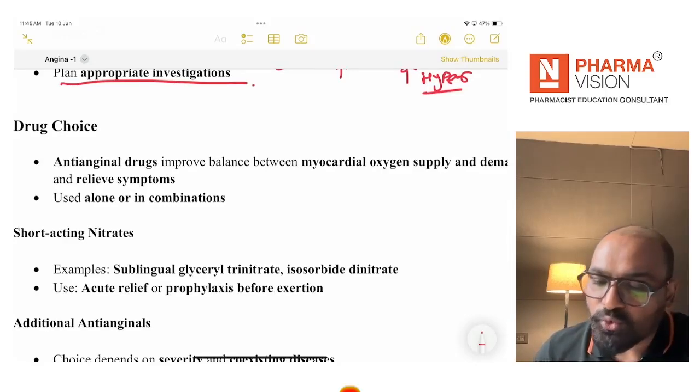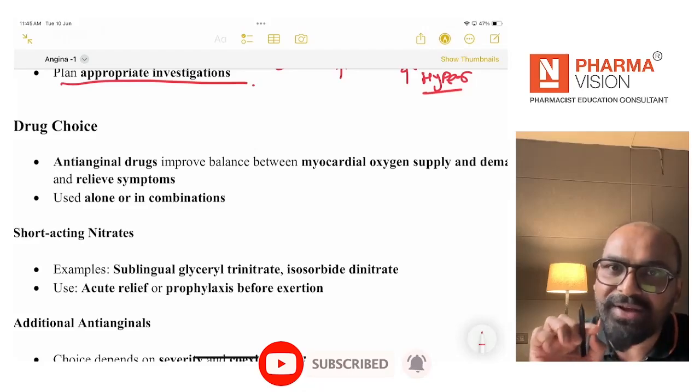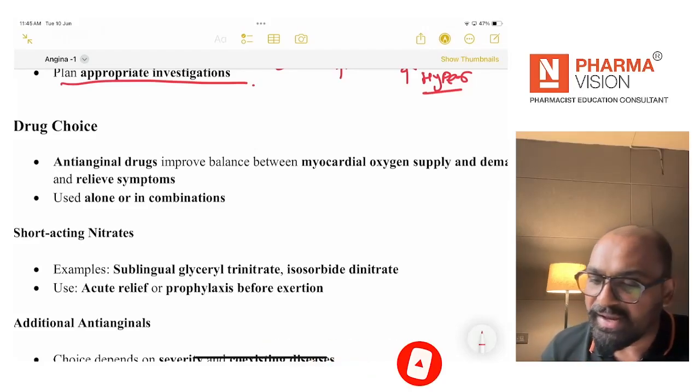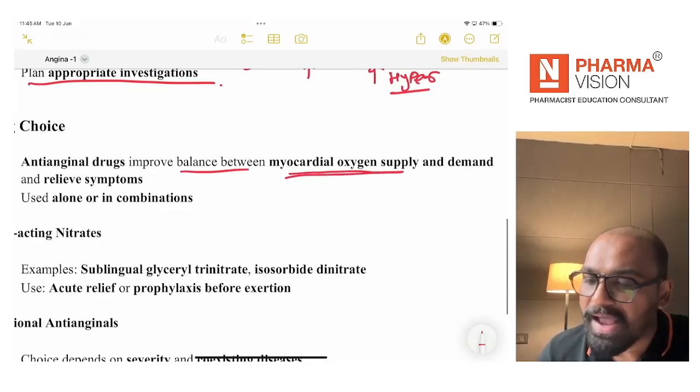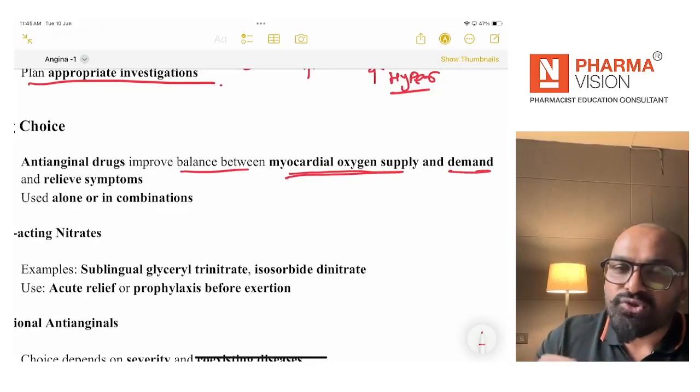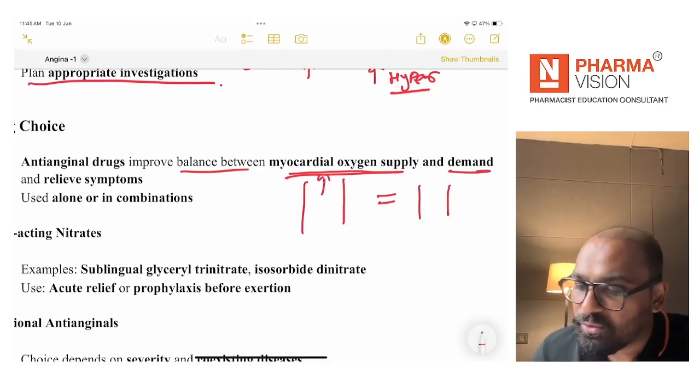Anti-anginal drugs improve the balance. What is the main mechanism of the medications that we are using for the management of angina? It is the balance between myocardial oxygen supply and demand. So we have two options: either we can improve the oxygen supply or we can reduce the demand.